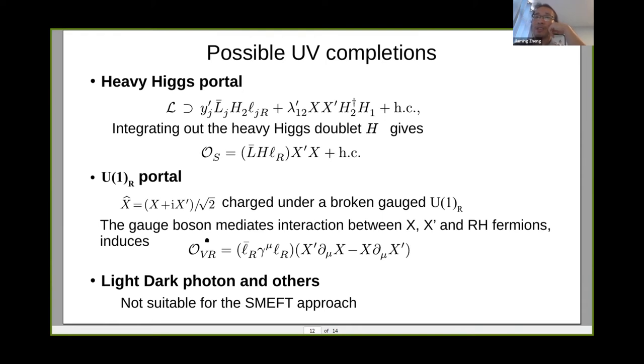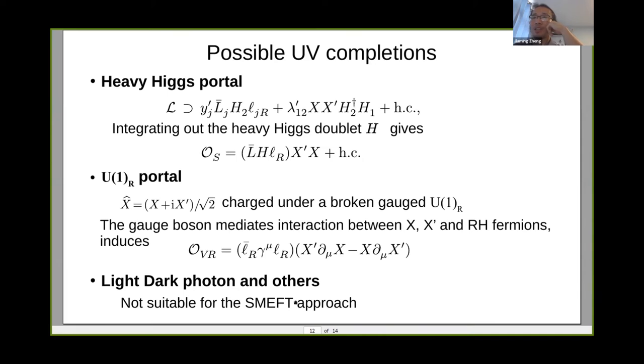And for the right-handed vector interaction, it can be obtained by the so-called U(1)R portal. So in this case, we can combine the two dark matter components into one complex scalar and make it charged under a broken U(1)R symmetry. Then this massive gauge boson would mediate interaction between the dark matter and the right-handed leptons and eventually lead to the effective operator between the right-handed leptons and the two dark matter components.